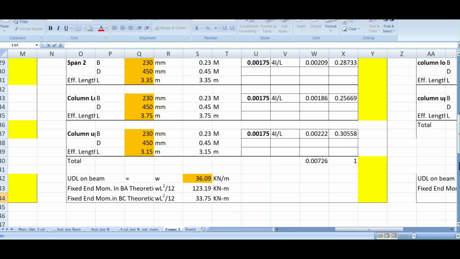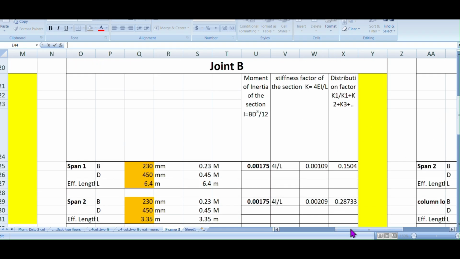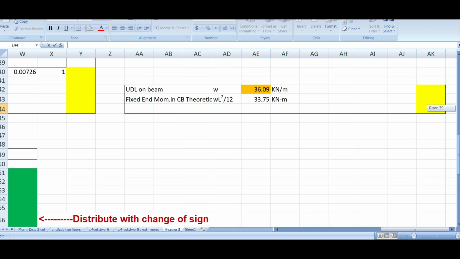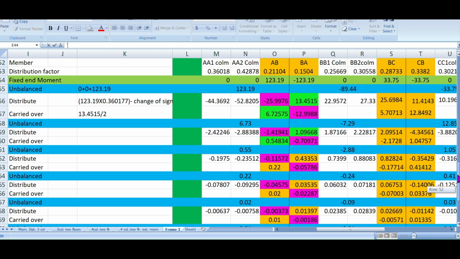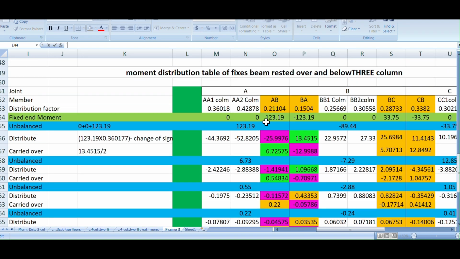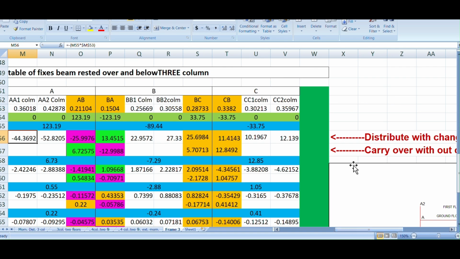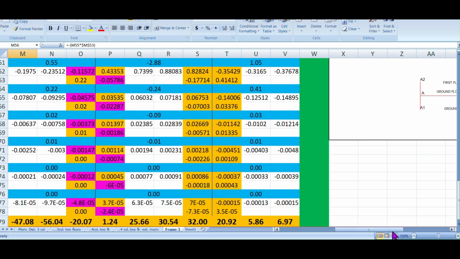Similarly, I have made the same calculation for joint B and joint C. I have brought these calculation results to this moment distribution tabulation. These values I have brought to this cell through the formula bar. So these are calculations. The addition of these things is here. These are also calculations. This total bending moment is multiplied by this distribution factor and put here. Similarly, I have done everything only in the Excel formula bar.